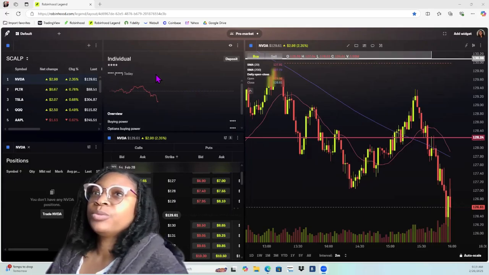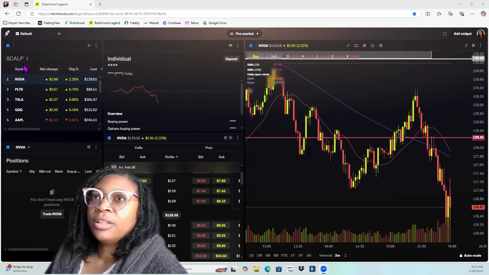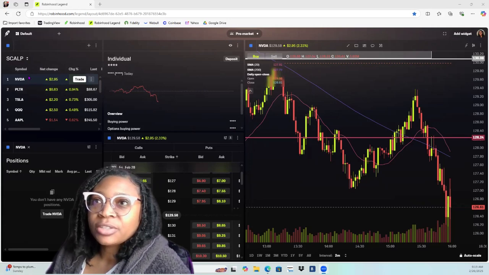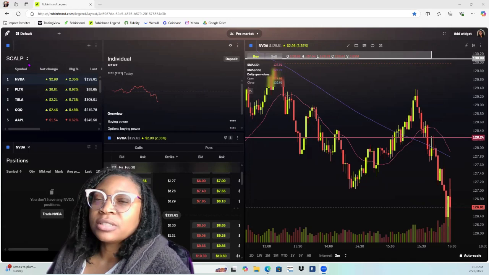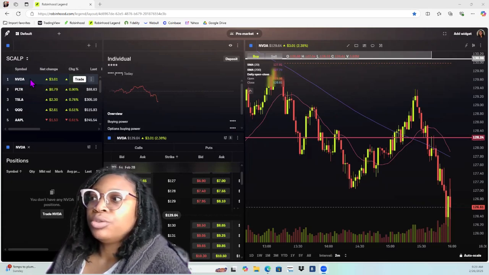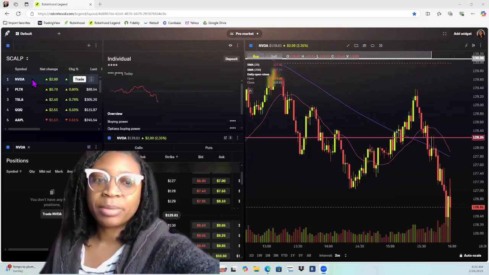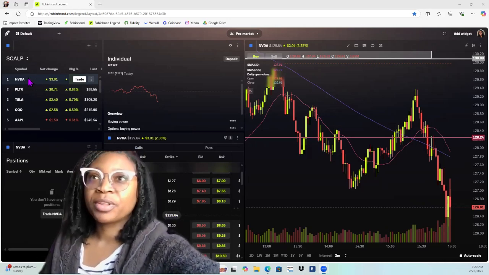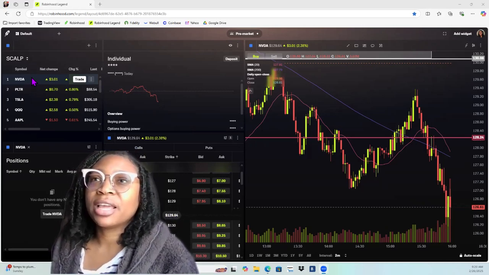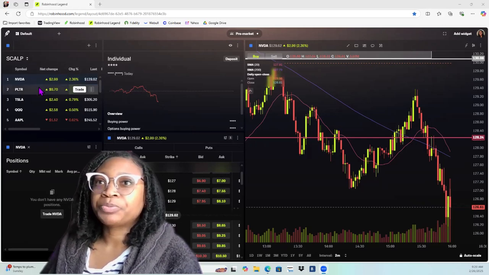What I have here on the left are the stocks that I'm watching. This is my watch list, and I entitled it Scalp because these are the stocks I'm going to be trading options on, and I plan to trade on a very short time frame. Usually when the market opens and whenever there's high volume, I plan to come in here, buy the options contract and quickly sell it.